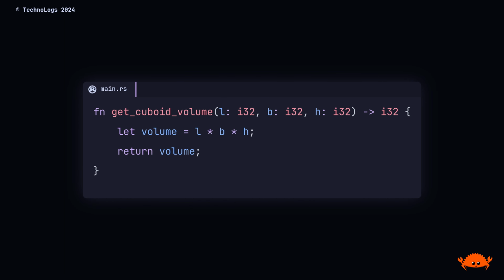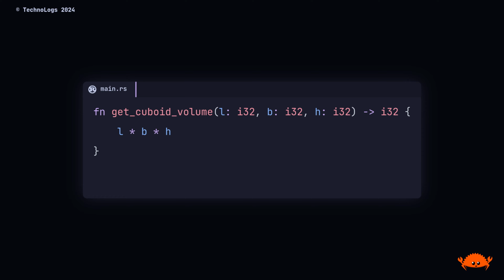Rust also provides one very useful feature. We can return the output without using the return keyword. To do that, first remove the let statement, keeping only the formula. Then we need to remove the semicolon at the end. This will automatically return the value of our calculation. Now we can return the value from our function.